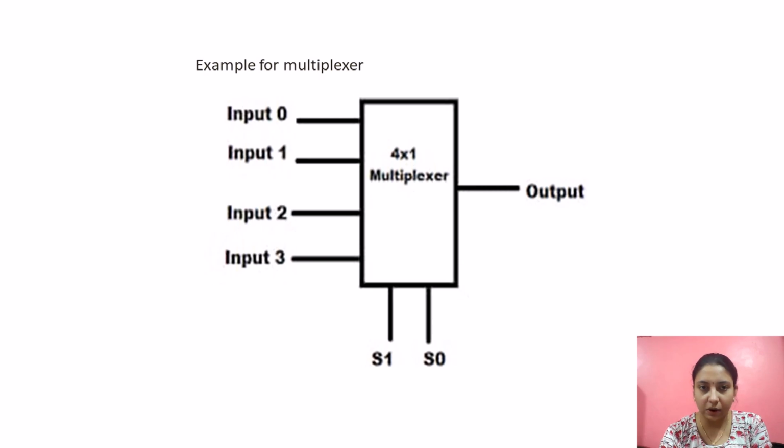This is an example of multiplexer. Here we have two selector lines S1 and S0, and input lines will be 2 power n, where n is equal to number of selection lines, so 2 power 2 is equal to 4. We are having 4 input lines and a single output line. S1, S0 will take the value 0 0, 0 1, 1 0 or 1 1. Inputs are fetched through the input lines and output will be obtained by the output line.